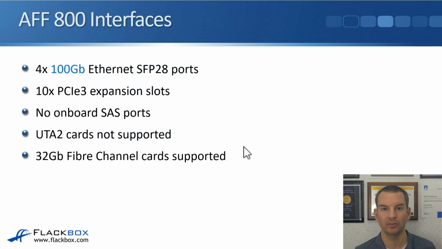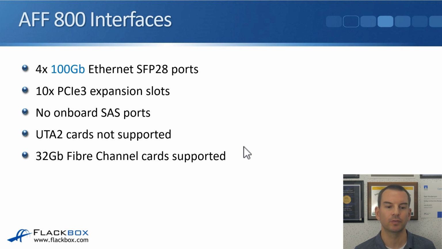The interfaces on there, again, tying it in with being the top of the range and the highest performing model. This one has got 4 times 100 gigabit Ethernet. So that's not supported on the other models of our ONTAP platforms yet. It's got 10 PCI Express expansion slots and no onboard SAS ports, so you're going to need to add those if you want to have external disks. UTA2 cards are not supported.